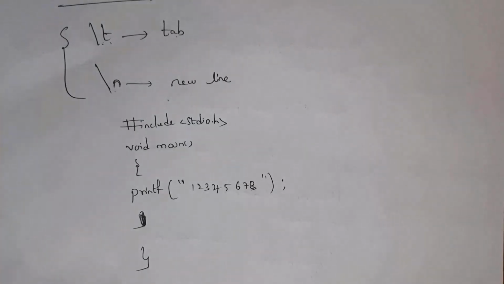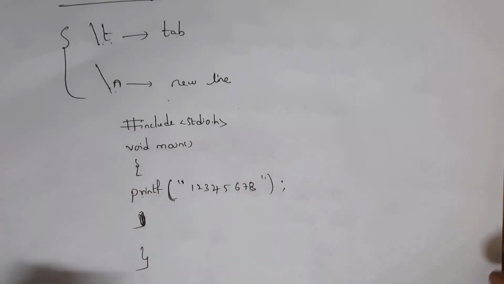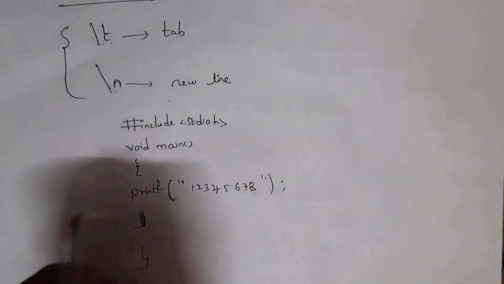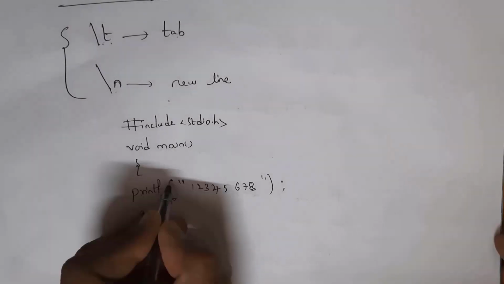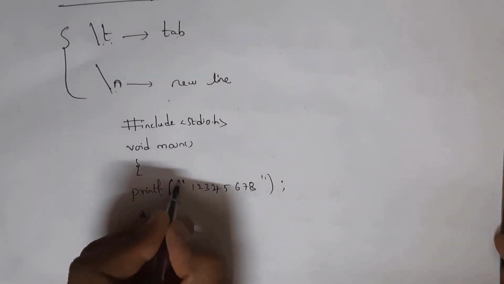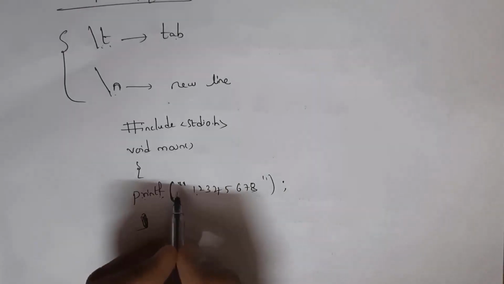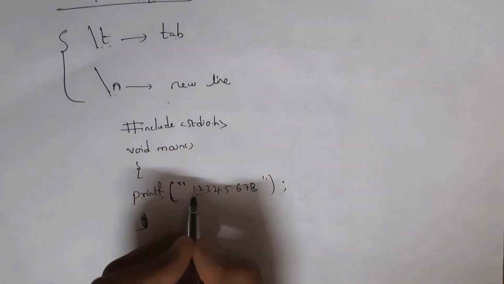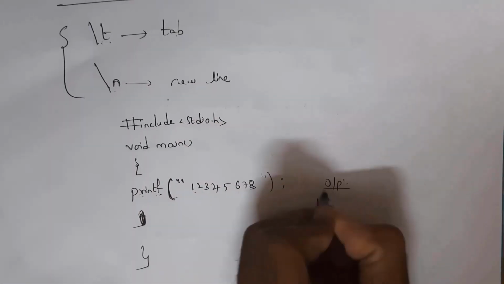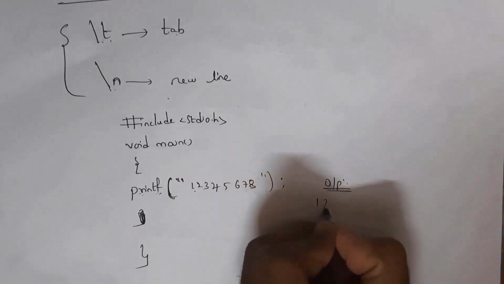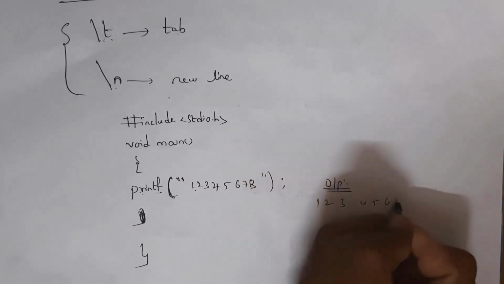Guys, this is the program. Here I want to print numbers from 1 to 8. So I wrote printf, where printf stands for print function. After that, open bracket and take double quotations. Inside double quotations, you can write numbers. So I wrote numbers from 1 to 8. By writing this program, I will get the output 1, 2, 3, 4, 5, 6, 7, 8.